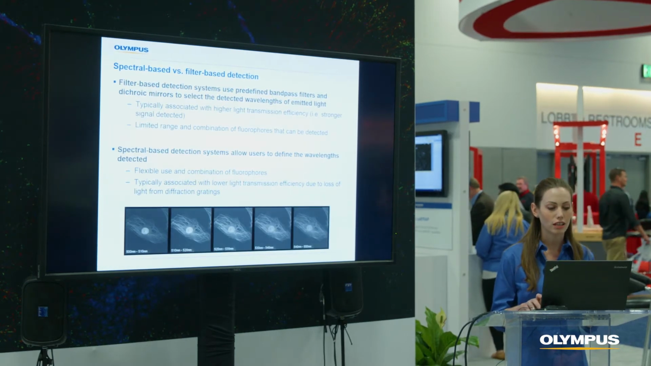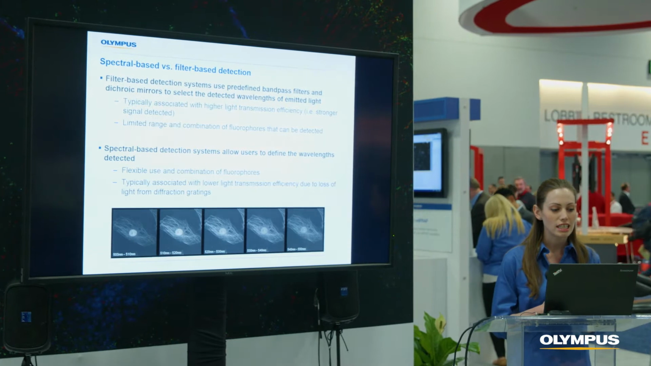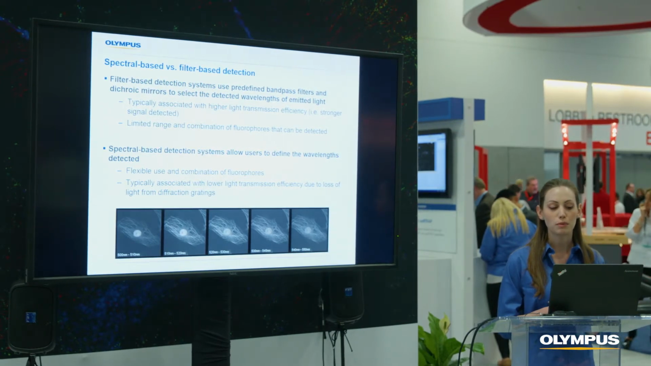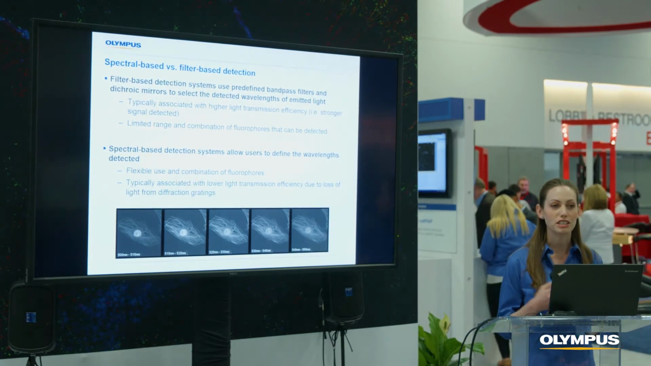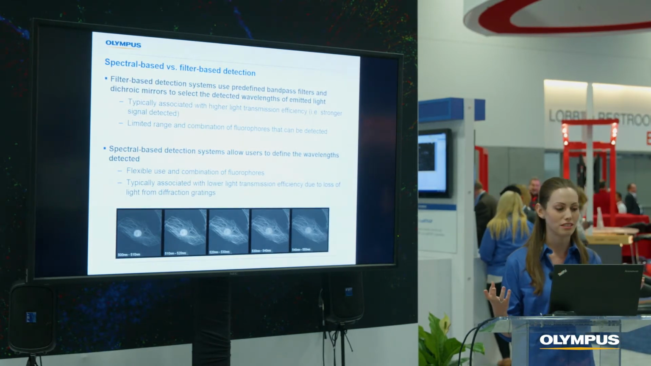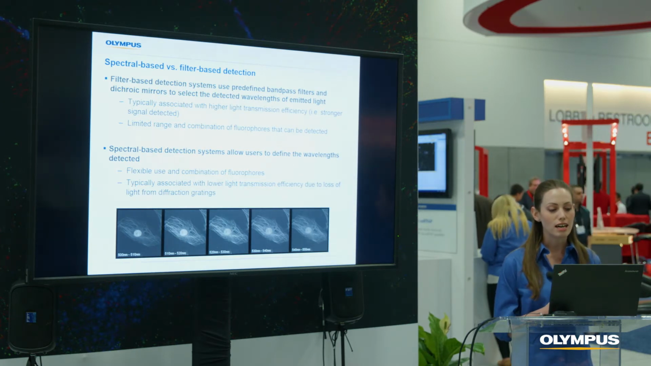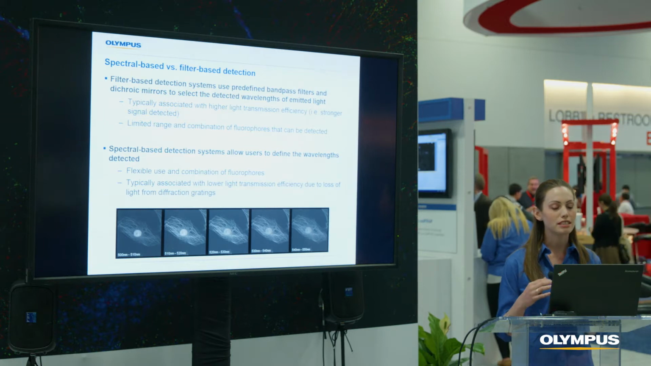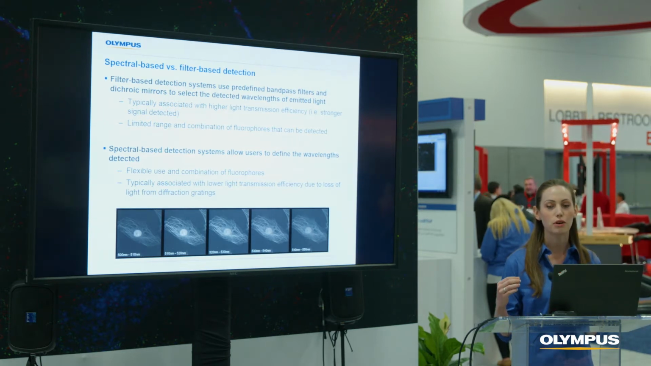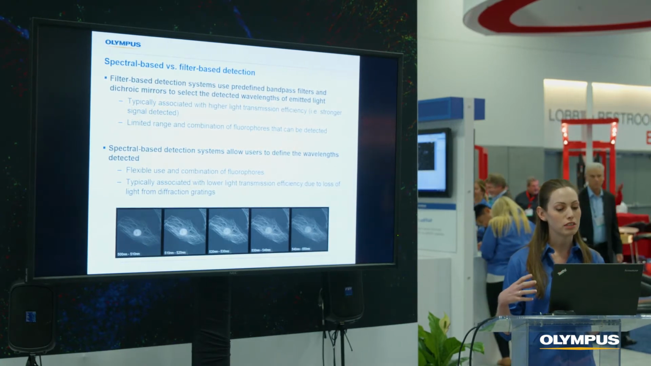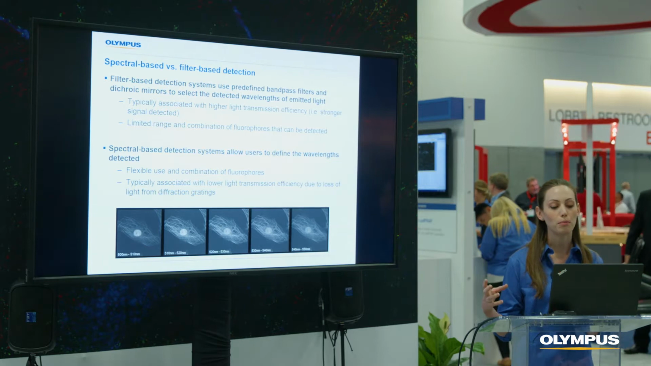So starting off with high sensitivity spectral imaging, when you think about your traditional confocal microscope system, typically what you've been presented with is two choices, either a spectral-based detection system or a filter-based detection system. So filter-based detection systems use predefined bandpass filters and dichroic mirrors to select the detected wavelengths of emitted light. And what this typically is associated with is a higher transmission efficiency. So therefore, you can get a stronger detection signal from your sample.